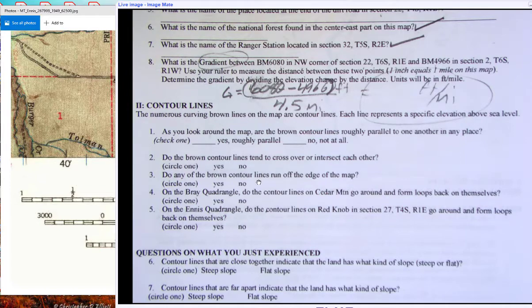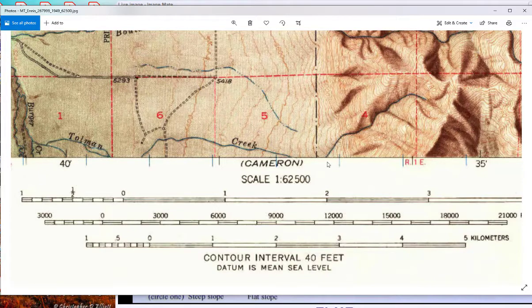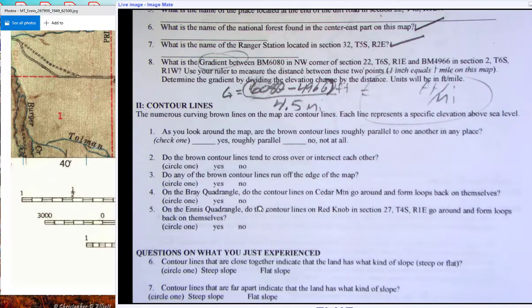For number 3, do any of the brown contour lines run off the edge of the map? Yeah, you can sort of see them running off here at the map. So they'll extend onto the next map. In this case, it's a Cameron map on the next map to the south here. So we're not doing Bray. So here, we're doing number 5.